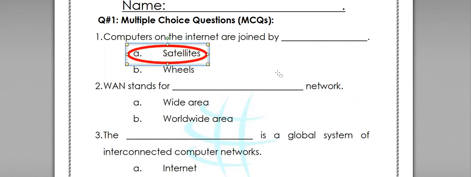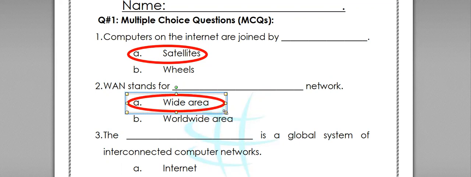Now, WAN stands for dash network, it's a wide area. Worldwide area is a wrong answer. So wide area is the correct answer.